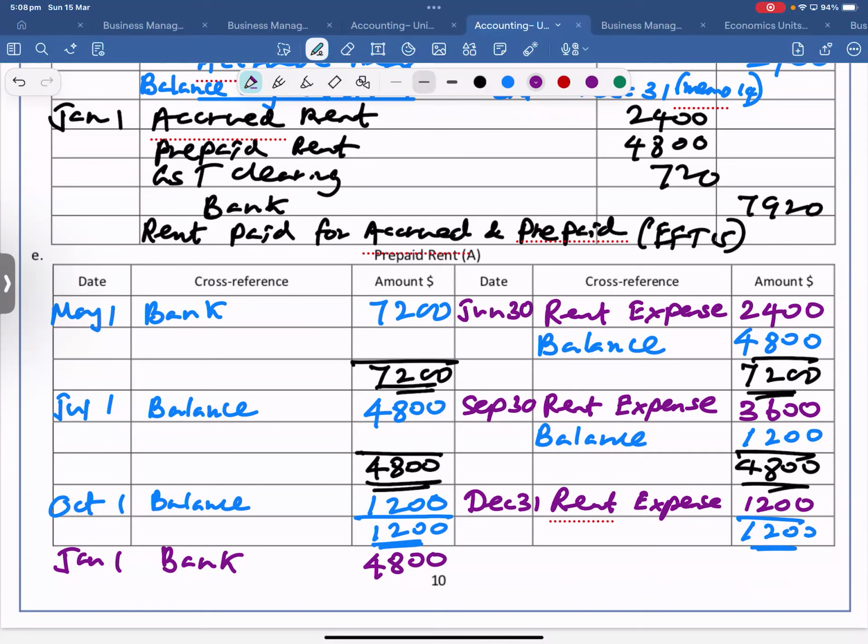Any questions? Yeah. Why is the total on the second one 1400? Why? Because the closing balance from June 30th is 4800. Why? Because 4 months have been prepaid. Why? Because the first payment went on.